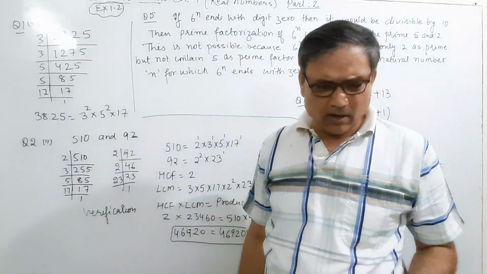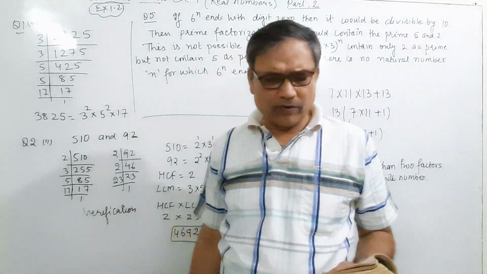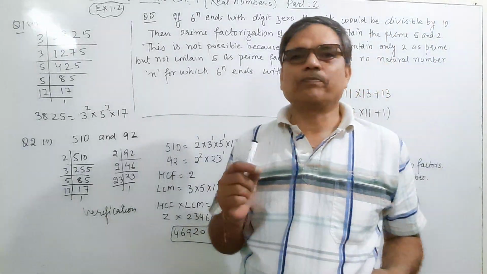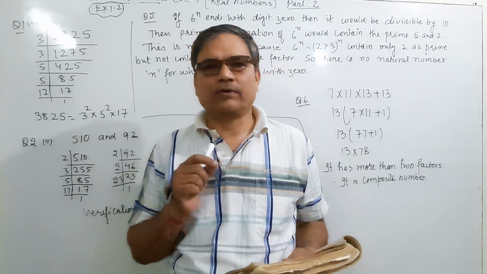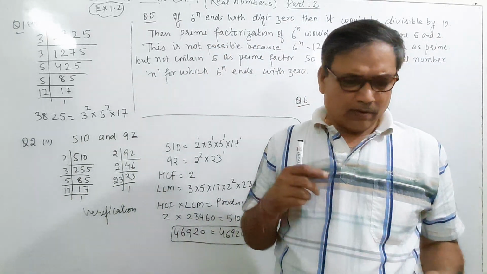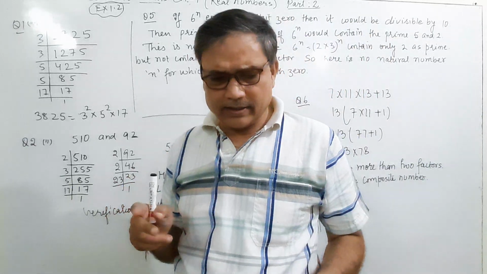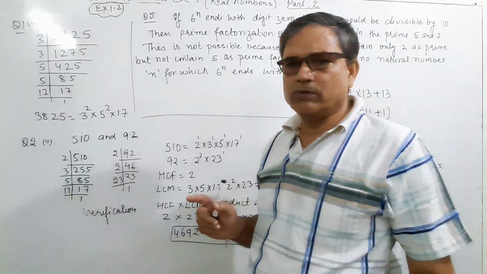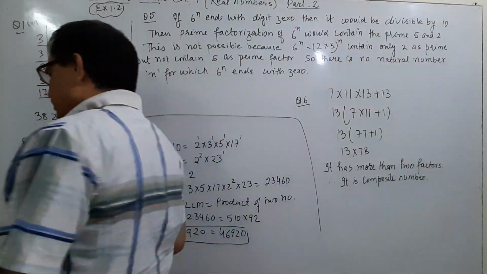Question number two. Find the LCM and HCF of the following pairs of integers and verify the relationship. What do we have to verify? LCM multiplied by HCF is equal to the product of the two numbers.